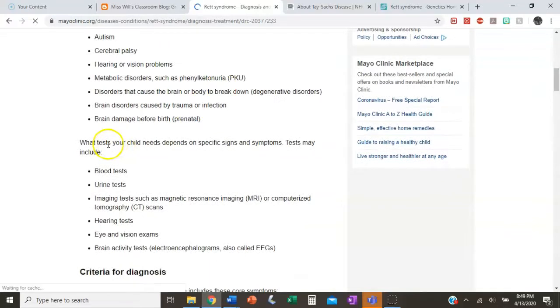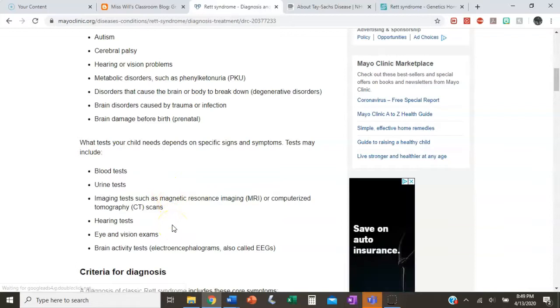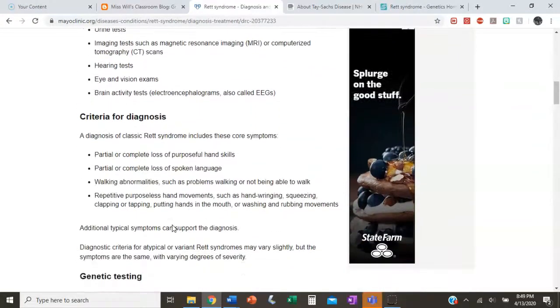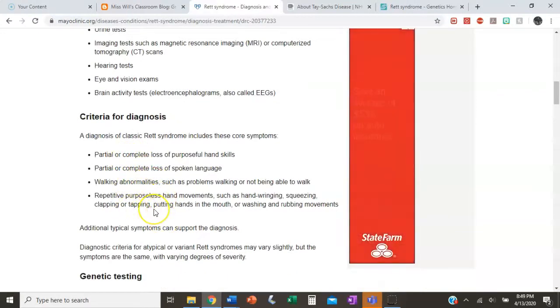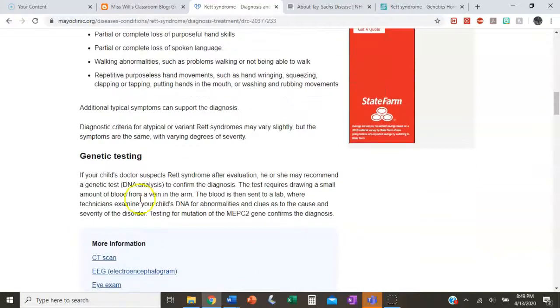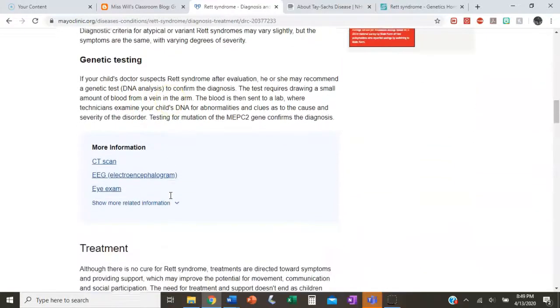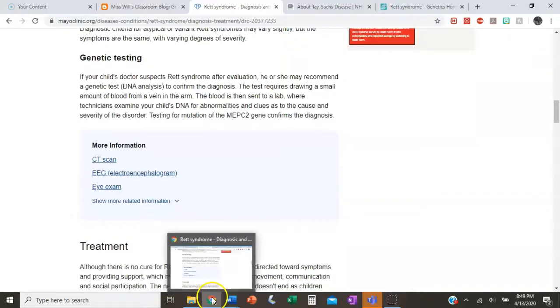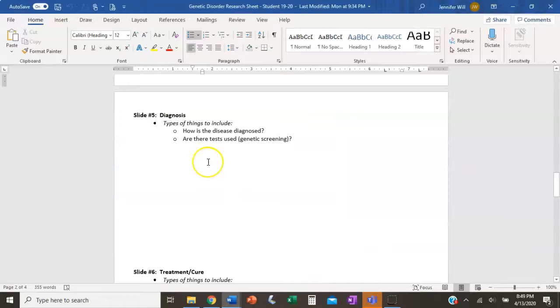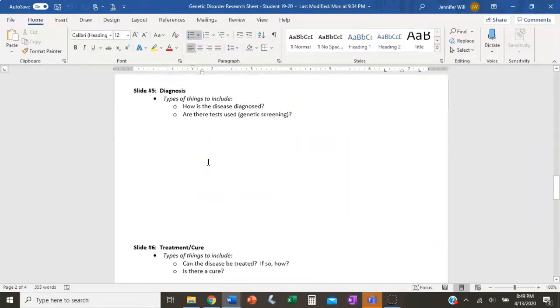They also talk about what tests they would need to do in order to be able to determine if somebody has Rett syndrome, and what kinds of things they look for in determining whether or not somebody has Rett syndrome. They also do some genetic testing as well. Okay, so diagnosis is figuring out how do we know that that's what disease this person has.